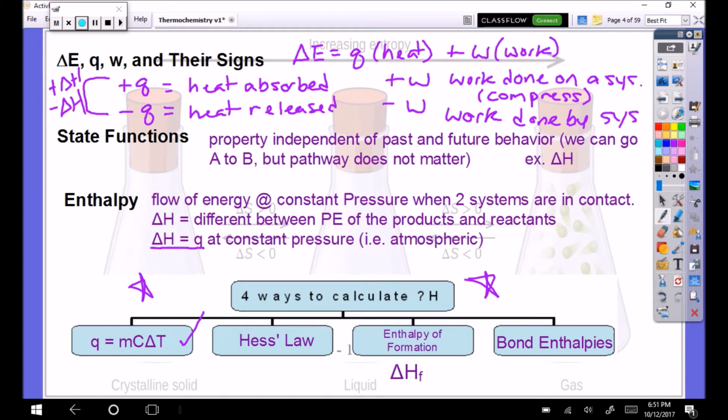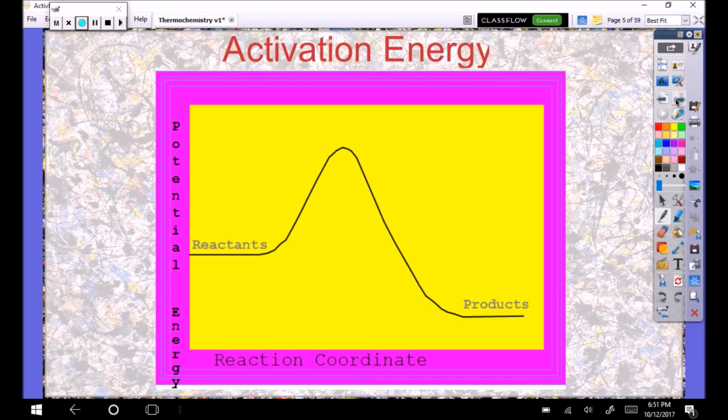Q equals mc delta T, your MCAT. I know that's not an A, but it looks like an A. A lot of people just say Q MCAT. We'll get into Hess's law with the next playposit. Then we have enthalpy of formation, which is delta Hf, and bond enthalpies. A lot of this stuff we've done already. It's just going to get a little bit trickier with the wording, but we can do it. We will be fine.